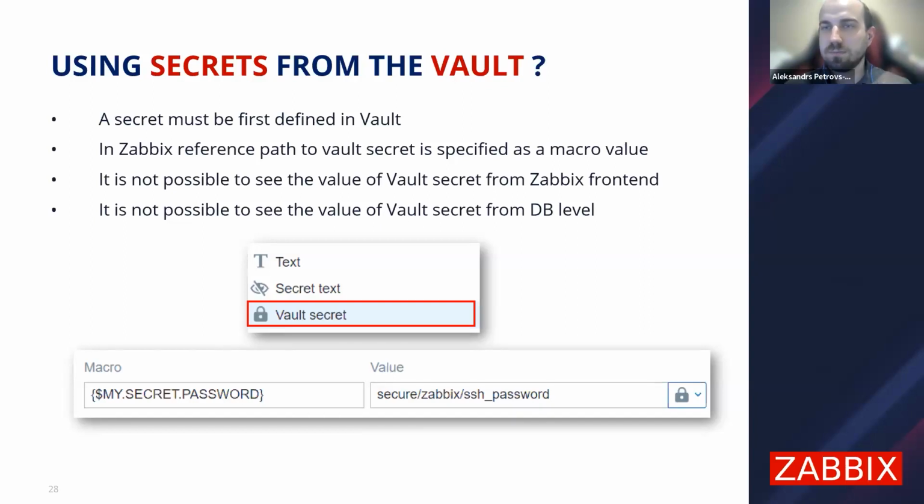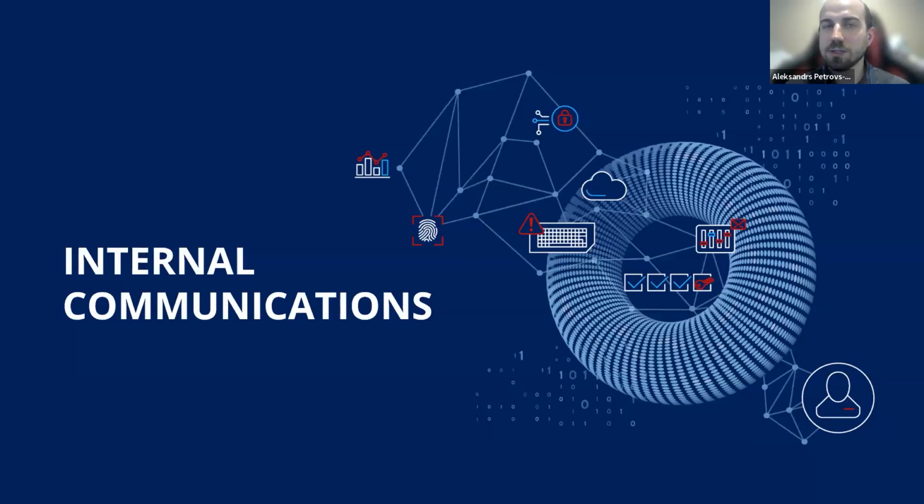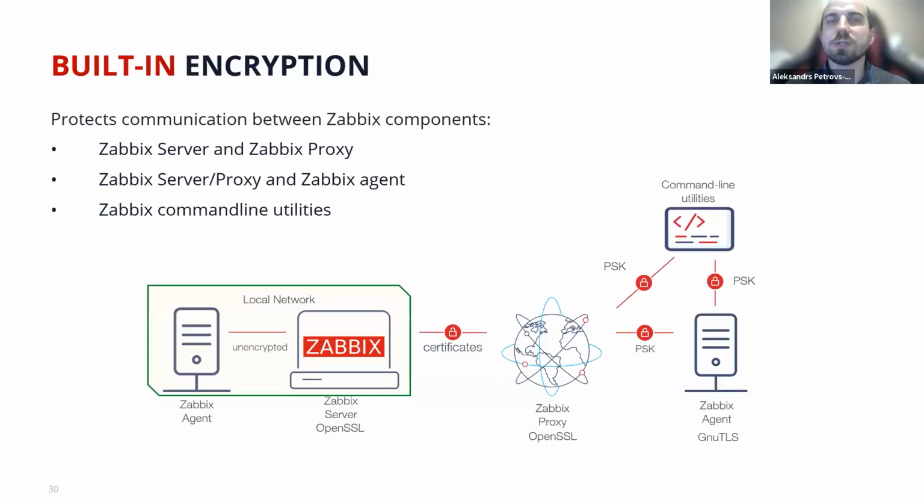Okay, so now everything is almost safe, but is it though? Of course, there are internal communications. Zabbix components will also exchange data, and potentially someone can try to get the data being exchanged between components. That's why we provide a lot of options to protect communication between Zabbix and its components. You can encrypt communications between Zabbix server and proxy, Zabbix server, proxies, and Zabbix agent, and command line utilities as well.